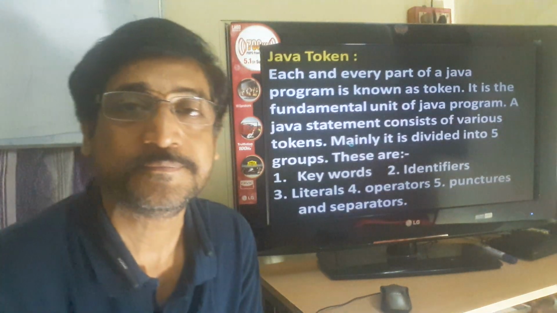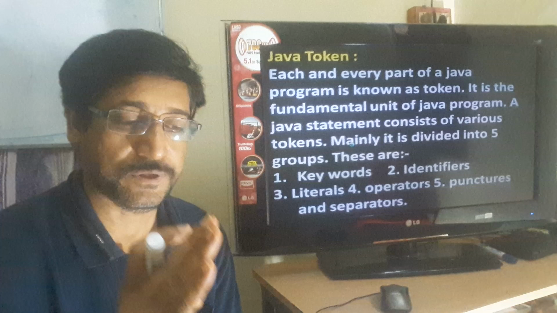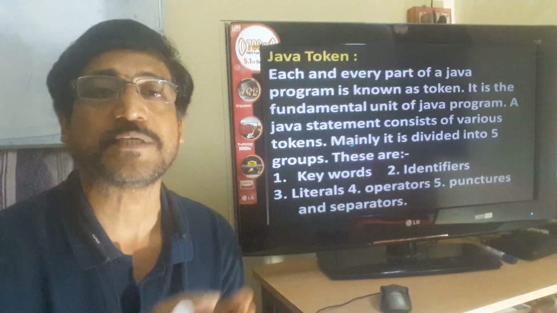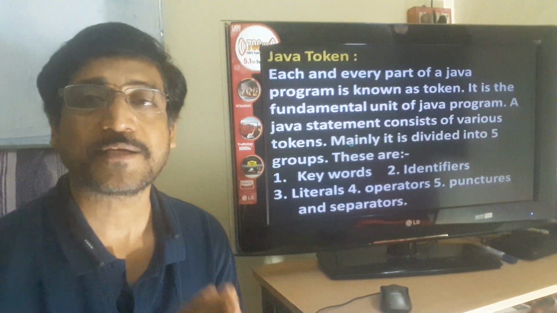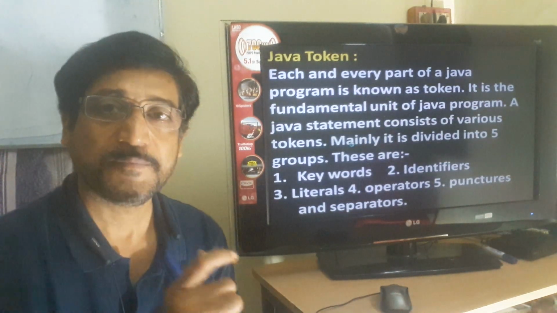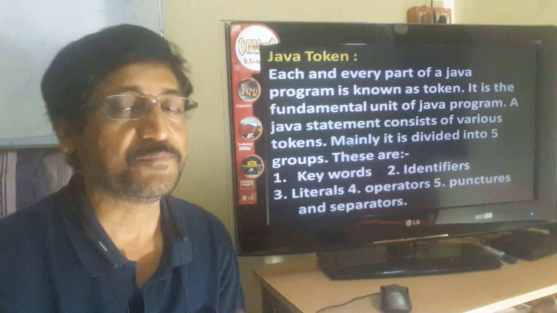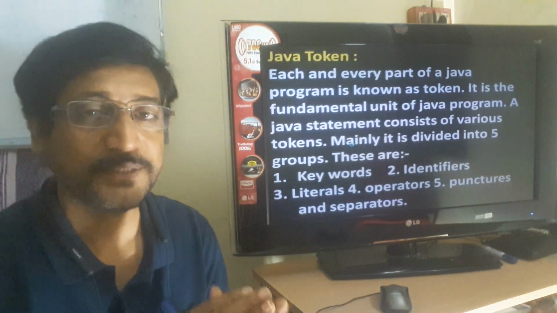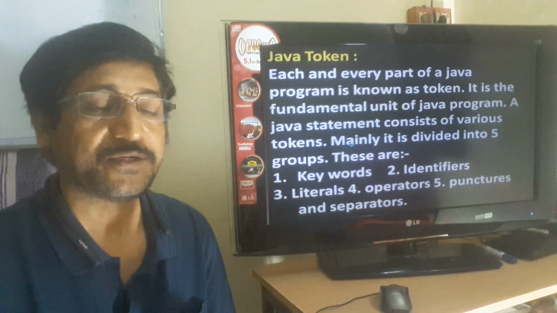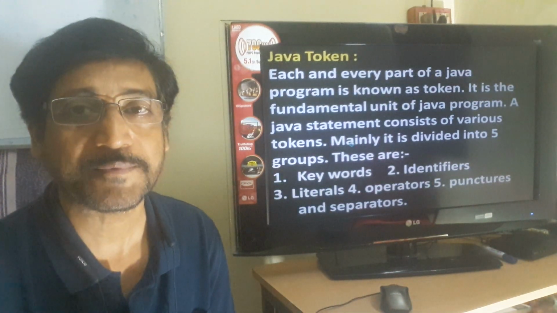What is a Java token? Each and every part of a Java program is known as a Java token. It can be a single character, it can be more than one character, it can be an operator, a separator, a punctuator, everything. It is the fundamental unit of a Java programming language.